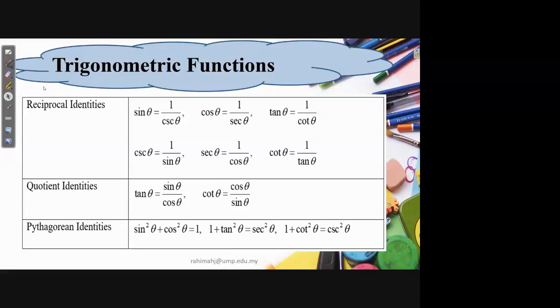This is simple. We do not give you this in the appendix because we assume that all students can at least memorize this. Tangent theta equals sine theta over cosine theta. But cotangent theta is cosine theta over sine theta. Pythagorean identities: sine squared plus cosine squared is 1. 1 plus tangent squared is secant squared. 1 plus cotangent squared equals cosecant squared.